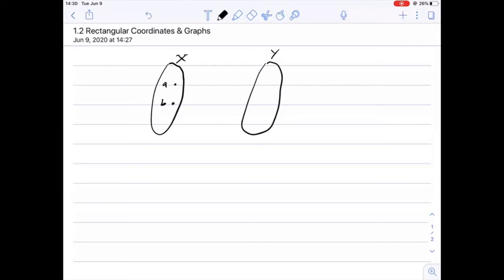In this lecture, we talk about two things: rectangular coordinates and graphs, and circles. So let's start with rectangular coordinates. Imagine that you have two sets, x and y, and let's represent these sets with Venn diagrams. So this is the set x and this is the set y, and we have some elements. Let's call these elements of x a, b, and c, and the elements of y 1, 2, and 3, where a is related to 1, b is related to 3, and c is related to 2.